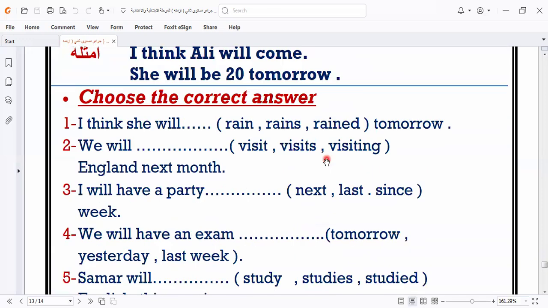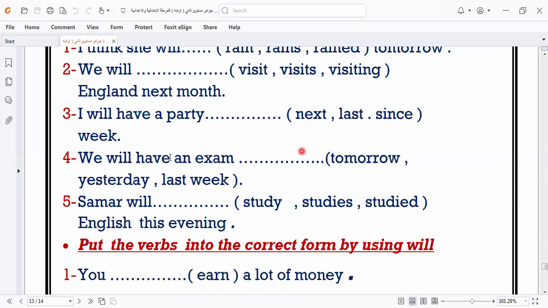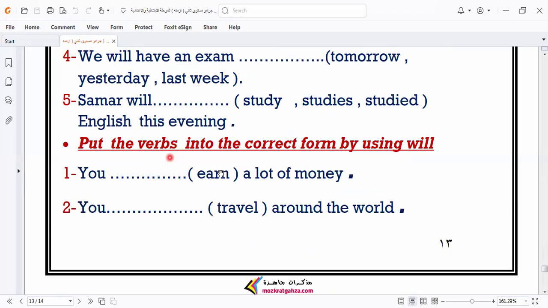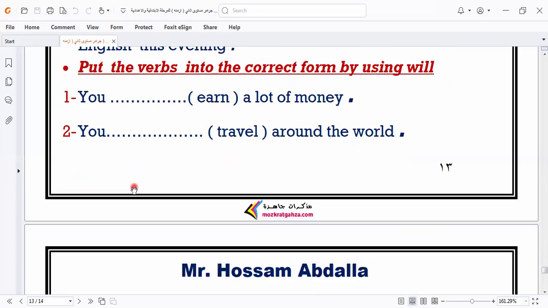Okay, I think she will rain. We will visit England next month. I will have a party next what? You can't say last. Why? Because next expresses a future action. Okay, I will leave the rest to do as homework. You will earn a lot of money. So here it will be you will earn, you will travel.